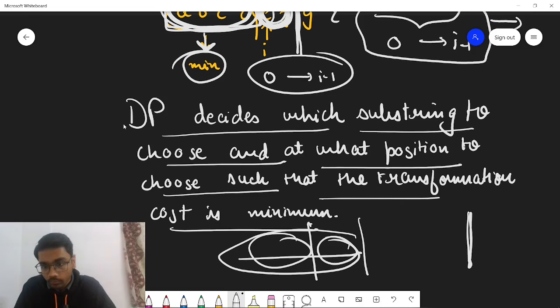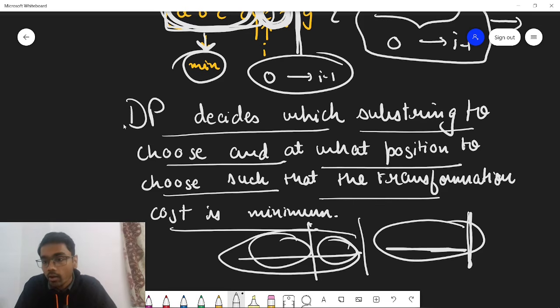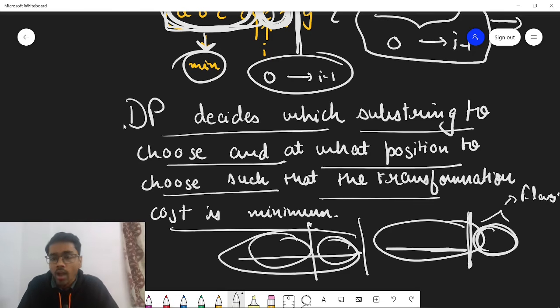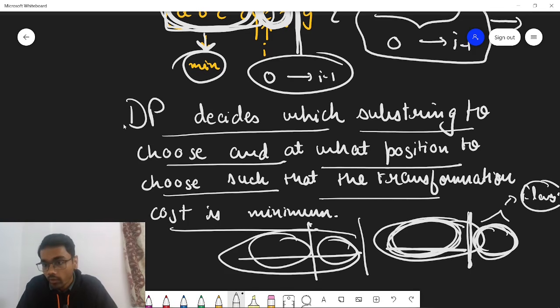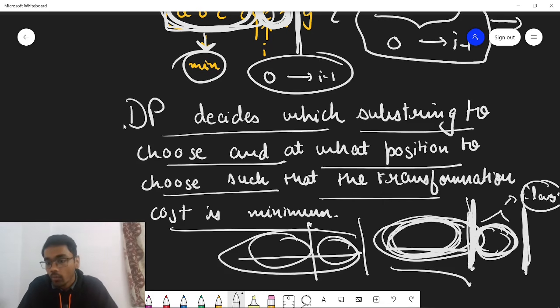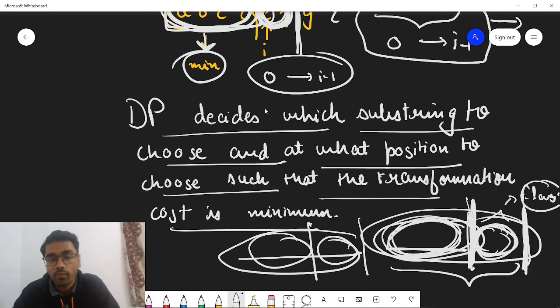Let's say you have already computed till here, so this is given by DP, and you have made another substring here. This part will be given by the Floyd Warshall algorithm, and this part you have already pre-computed. Floyd Warshall gives you the minimum cost to convert this substring to the target string, and DP gives you the minimum cost till here. Combine these and you get the answer for this part: the minimum cost to convert this entire string to the target string. This is how the code and logic will follow.